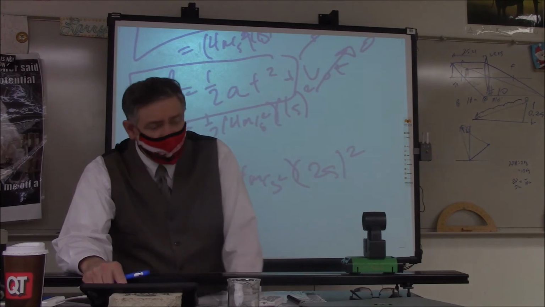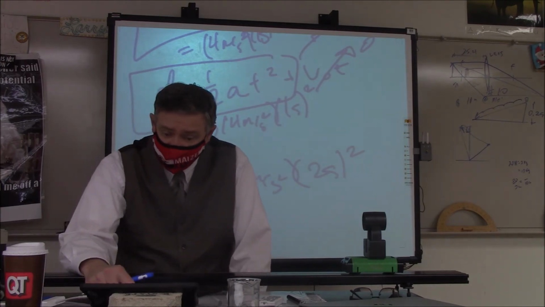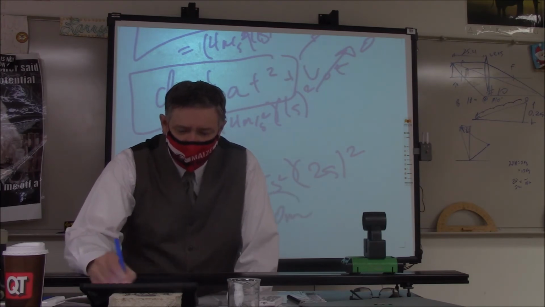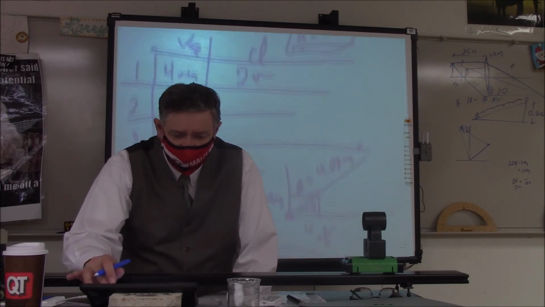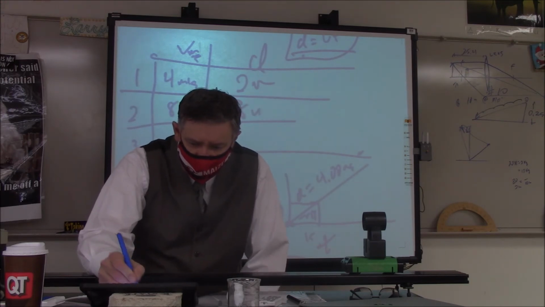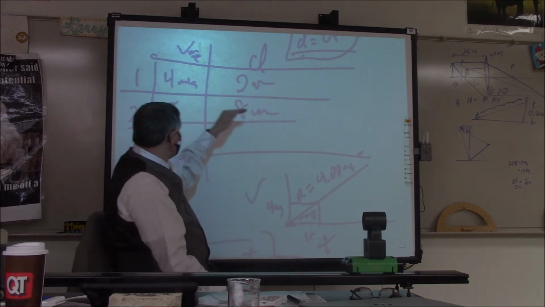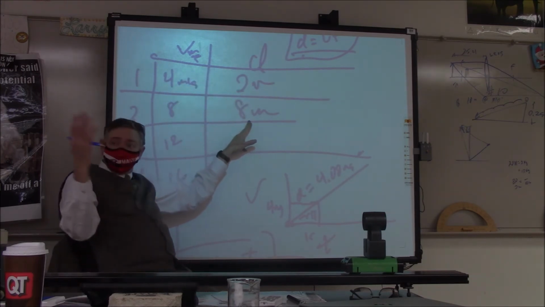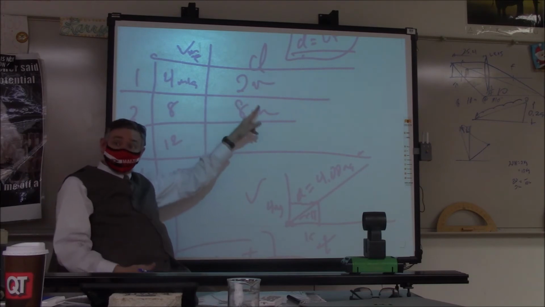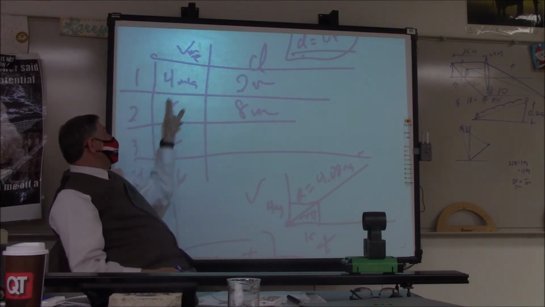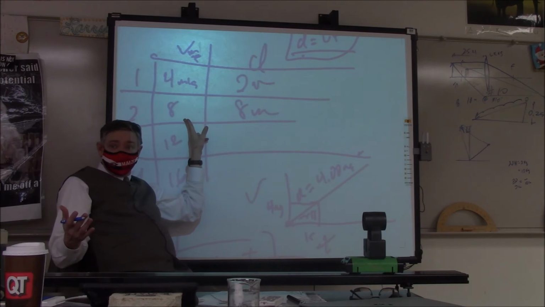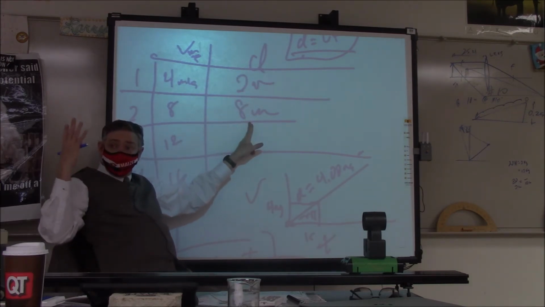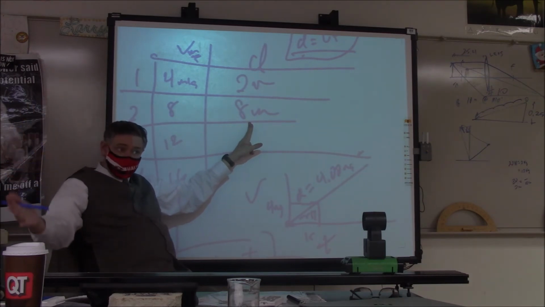Now, I got 2 squared, which is 4. 4 times 4 is 16. Half of 16 gets me 8 meters. So at the end of 2 seconds, I'd gone 8 meters. Notice I doubled the time, and my distance went up by a factor of 4 because it's t squared. But if I double the time, my velocity just doubles. So my velocity doubles, but my distance goes up by a factor of 4 because it's t squared.